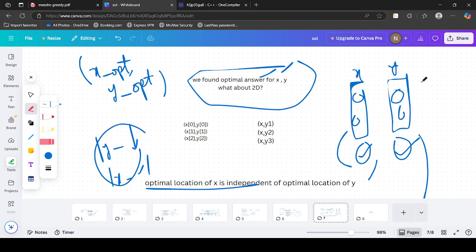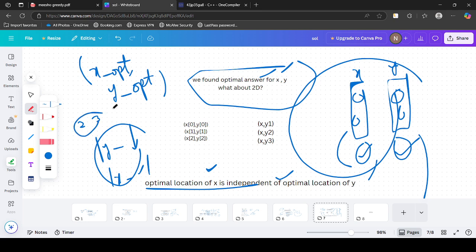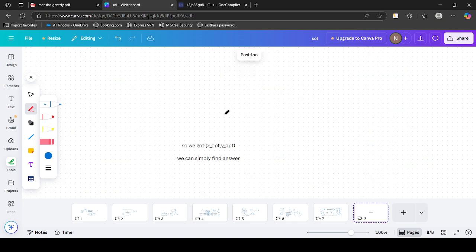Why are we saying it is independent? Because the optimal location of x is independent of the optimal location of y. If we get the optimal location of x as 2 and of y as 3, the new optimal location will be 2 comma 3. So in this way we got x optimal and y optimal. Now we can simply find the answer.